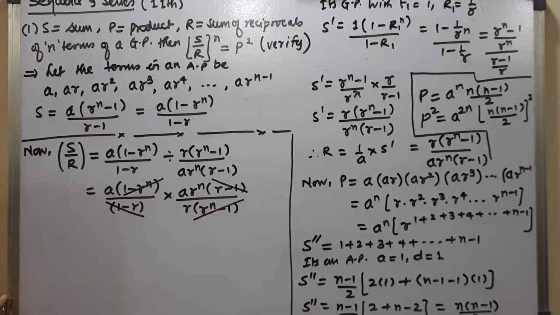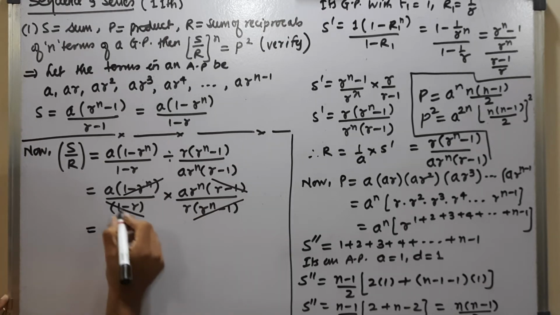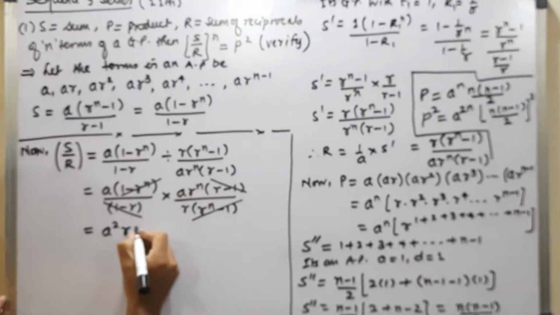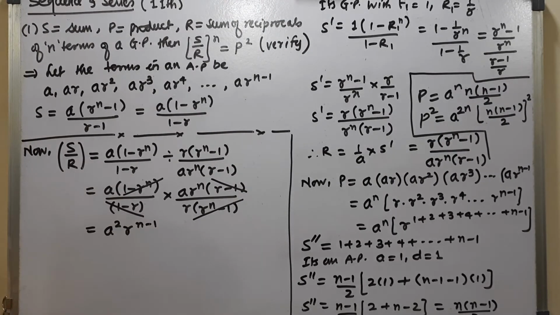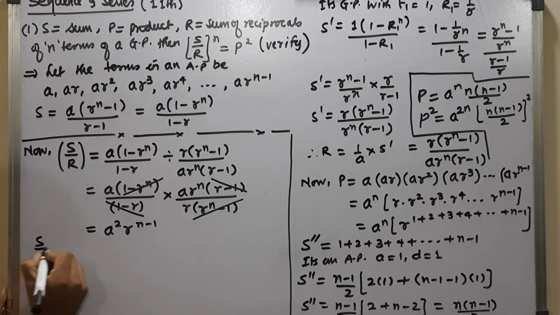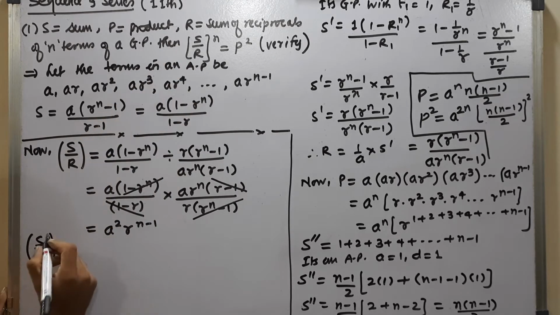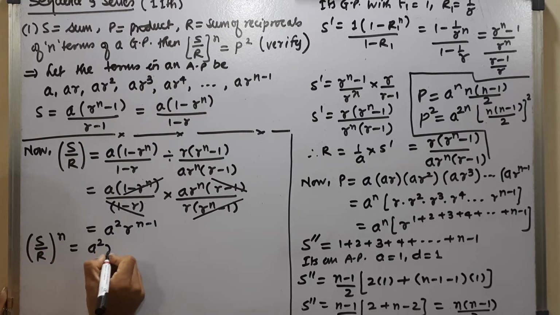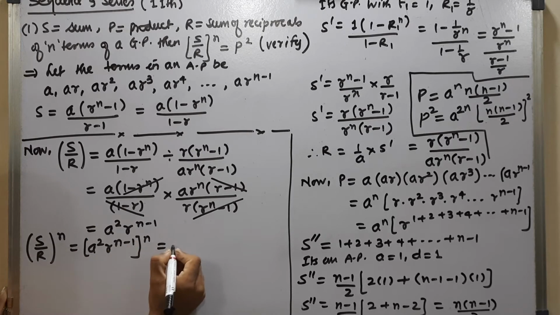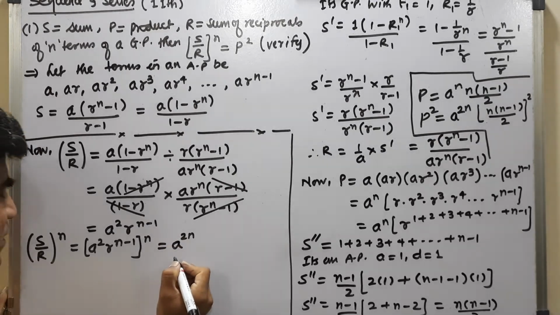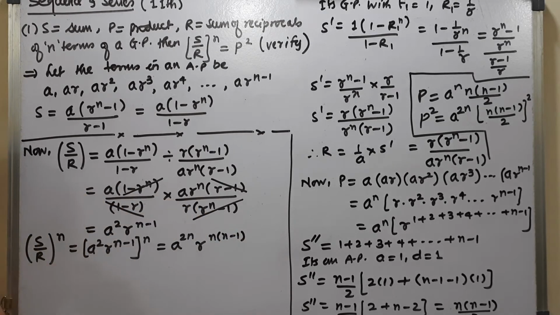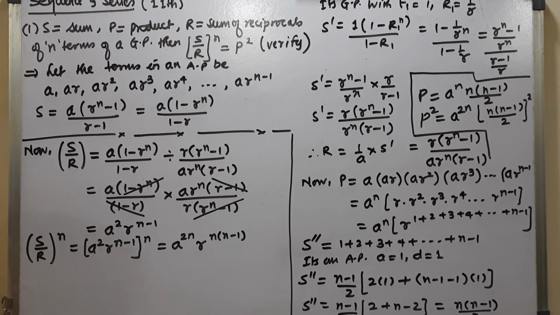So here what I remain with is a into a becomes a square, r raised to, by the index rule, r raised to n minus 1. A raised to m upon a raised to n is equal to a raised to m minus n. So I have now s by r, and I think it is raised to n. So it is a square r raised to n minus 1, the power raised to n, which will become a raised to 2n into r raised to n into n minus 1. This is what I got.